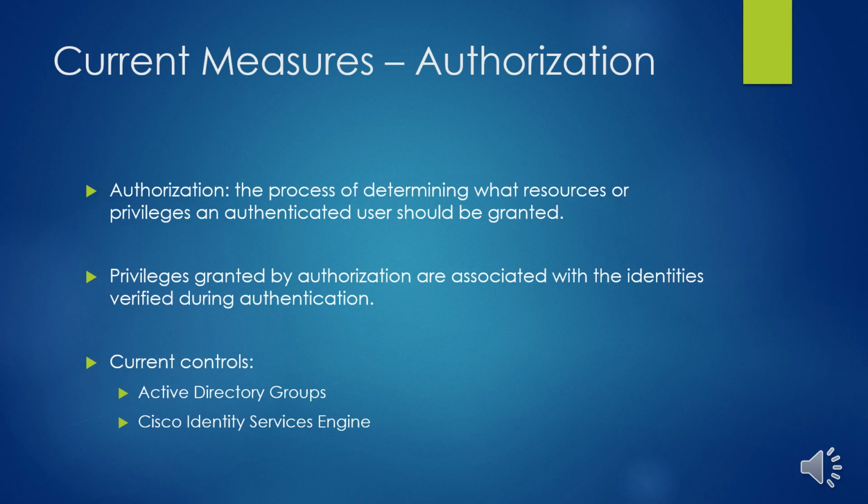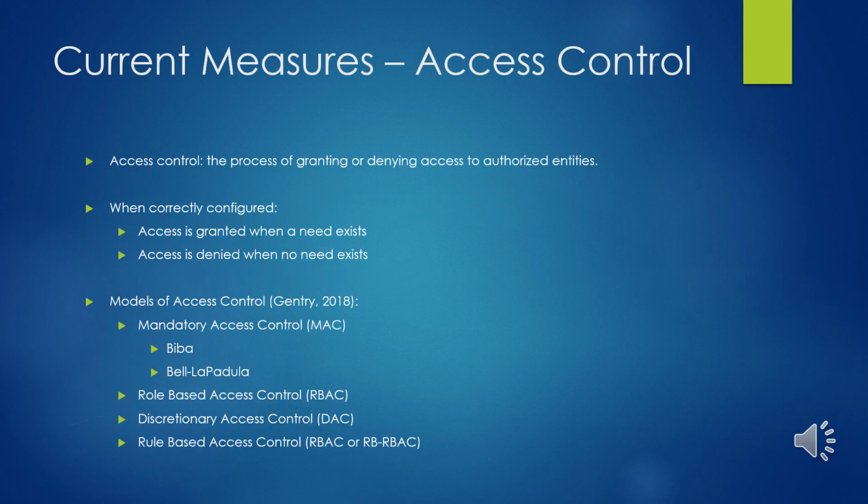Cisco Identity Services Engine is used for network authorization. Once a node has been authenticated, a virtual local area network, or VLAN, will be dynamically assigned to the access port to which the node connects. After authorization, the process of granting or denying access begins. Entities with a requirement should be granted access, while those without a requirement should be denied access.